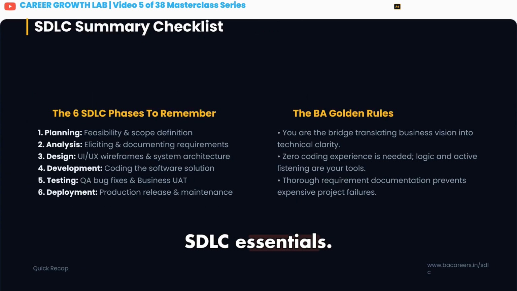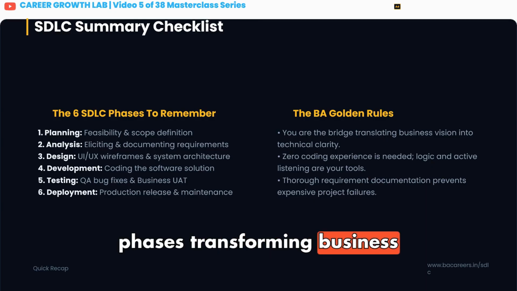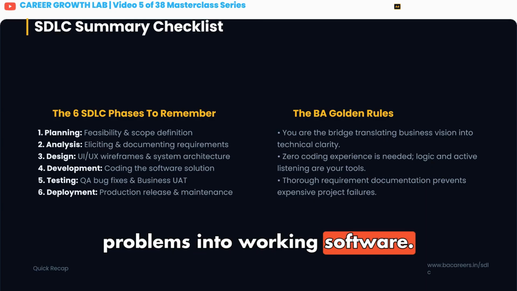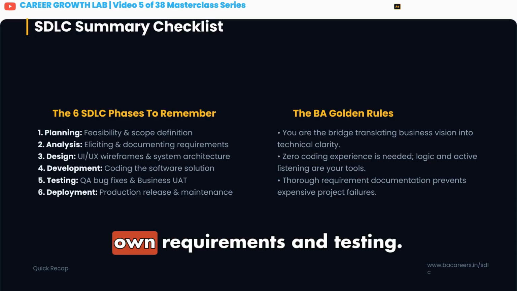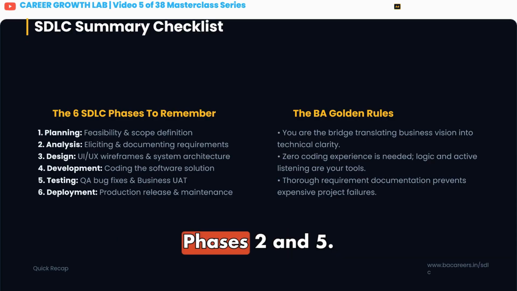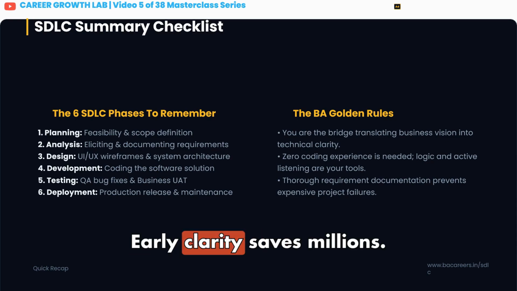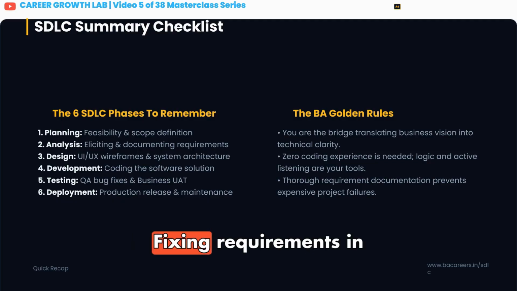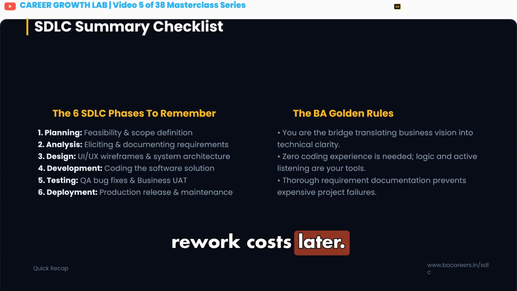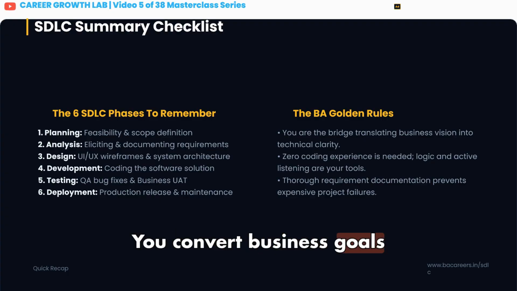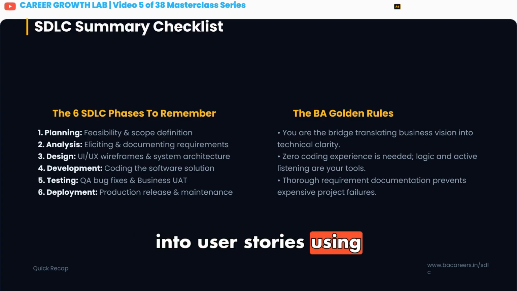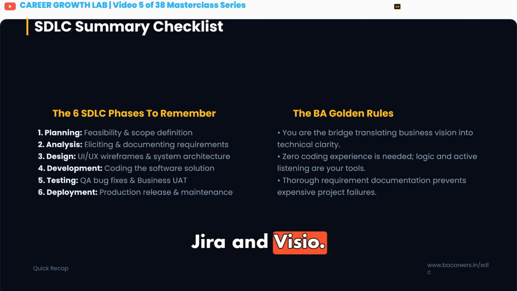Let's recap today's SDLC essentials. SDLC has 6 phases transforming business problems into working software. Business analysts own requirements and testing, phases 2 and 5. No coding required. Early clarity saves millions. Fixing requirements in phase 2 prevents 100x rework costs later. You are the translator. You convert business goals into user stories using tools like Jira and Visio.